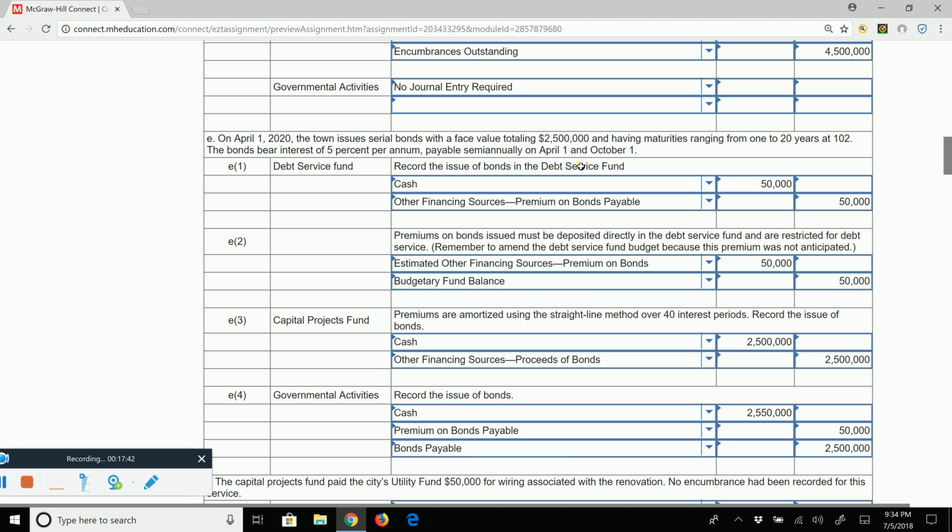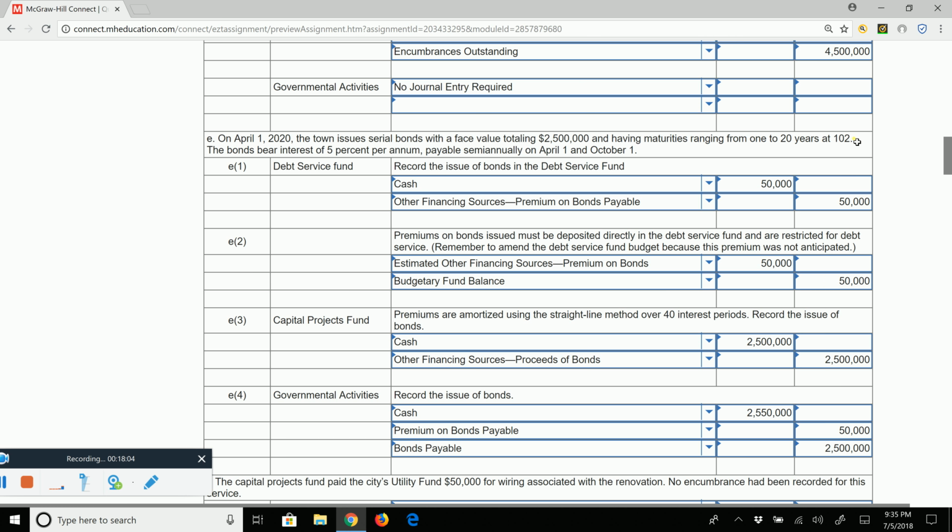Okay? That money is going to go into the debt service fund. I'm sorry, the capital projects fund. They're going to get the $2.5 million because remember, the monies are for the construction. So capital projects fund, journal entry E3, debit cash, credit other financing sources.